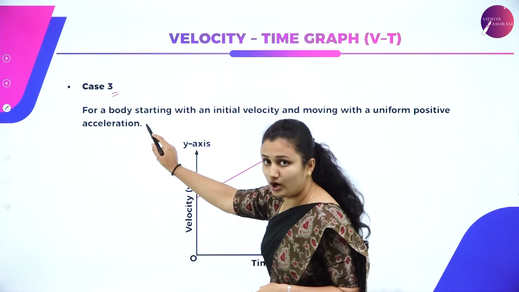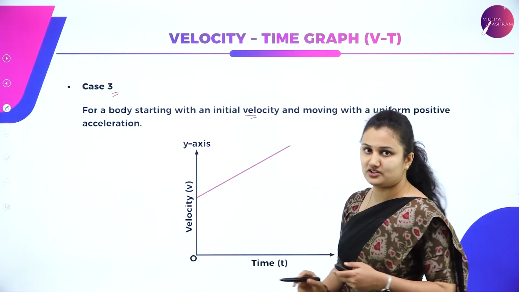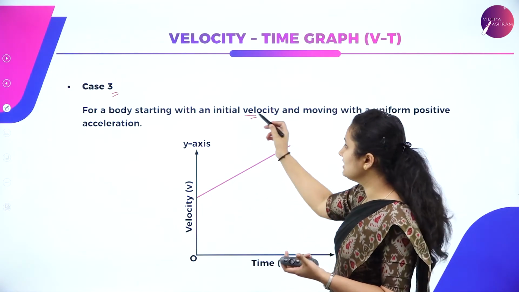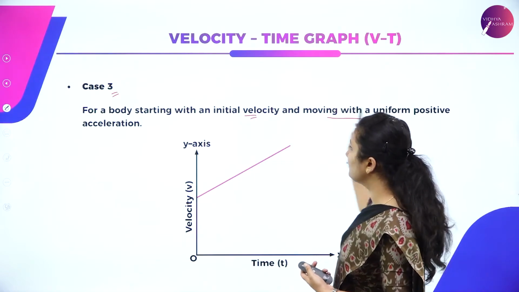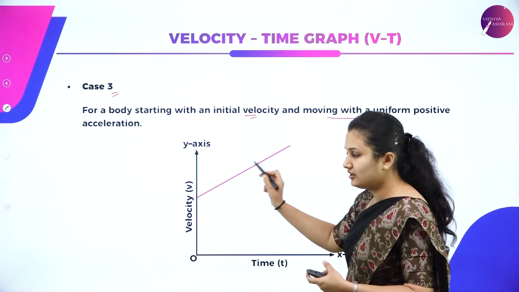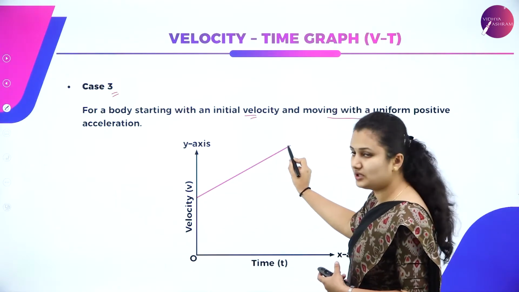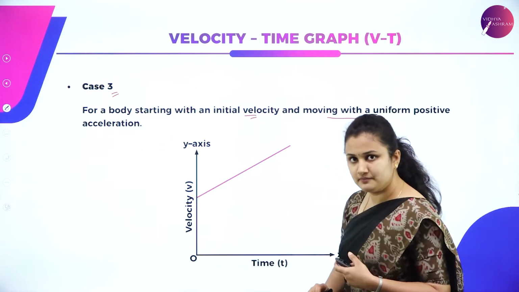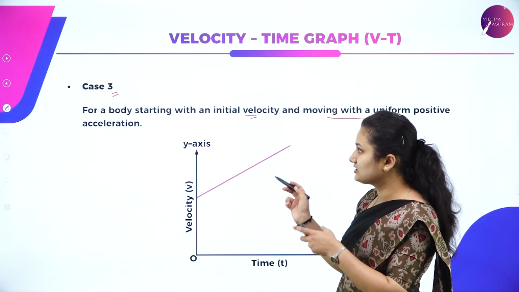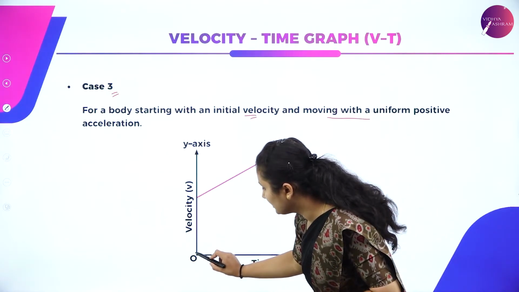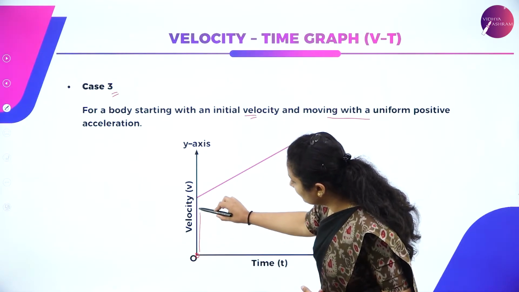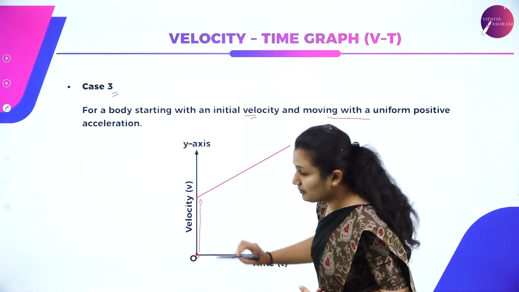So for a body starting with initial velocity, the body starts to move from the origin with some velocity. It is the initial velocity, and it is moving with uniform positive acceleration. So uniform means a straight line. From here you can see the straight line has been given. So why not from here? Because the body is starting with initial velocity. Case 3 says that the body is initially at the origin. It started to travel with a uniform velocity along the y-axis to some point A.